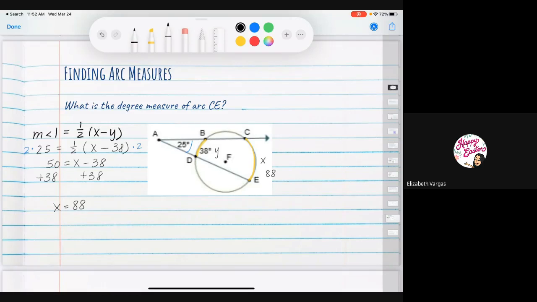So basically, given the relationship between these two secants and the angle formed, I'm able to find my missing arc measures, or I'm able to find my missing angle measure, depending on what I'm looking for. So if I'm looking for the angle measure, I can do that using this equation. If I'm looking for the arc measure, I can also do that with this equation.